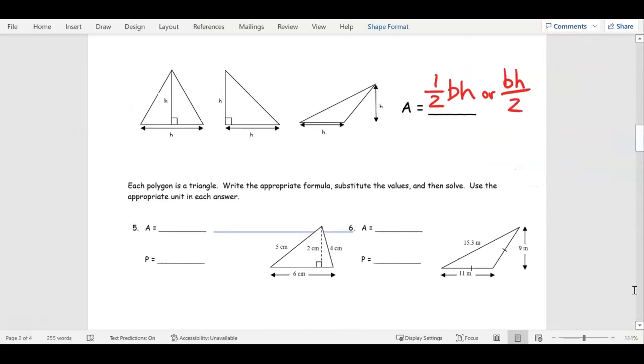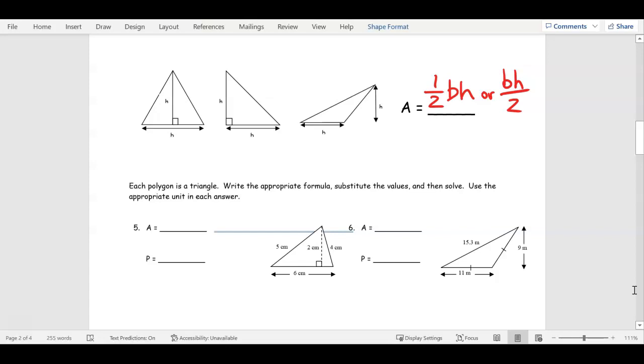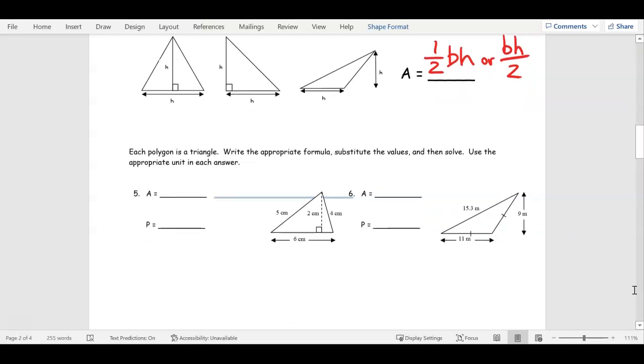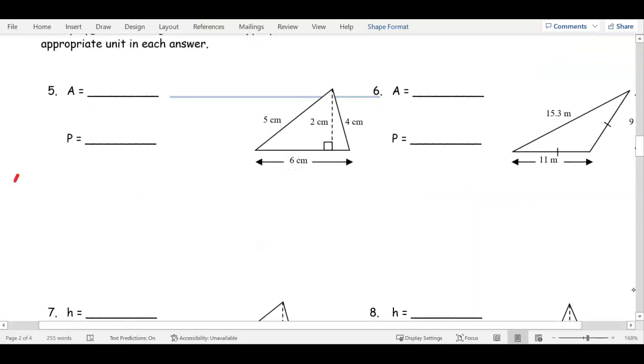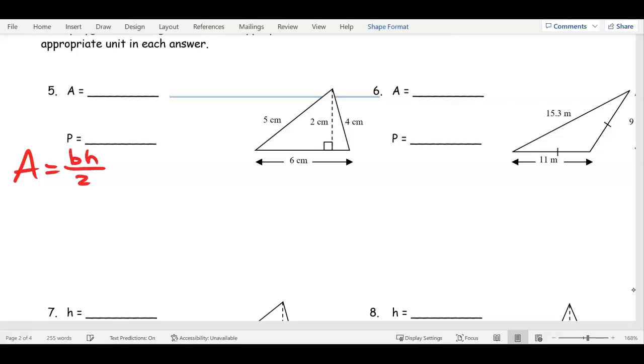Okay, now each polygon is a triangle. Write the appropriate formula, substitute the values, and solve. Use the appropriate unit in each answer. Okay, so let's do this. Number 5. The area is base times height divided by 2. What's the base of this triangle?